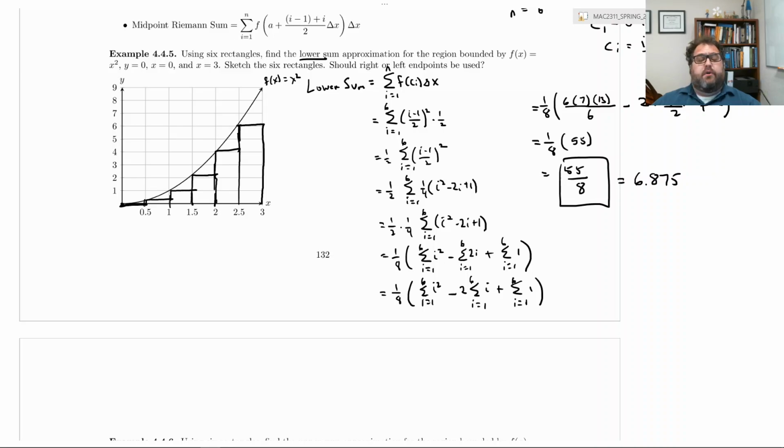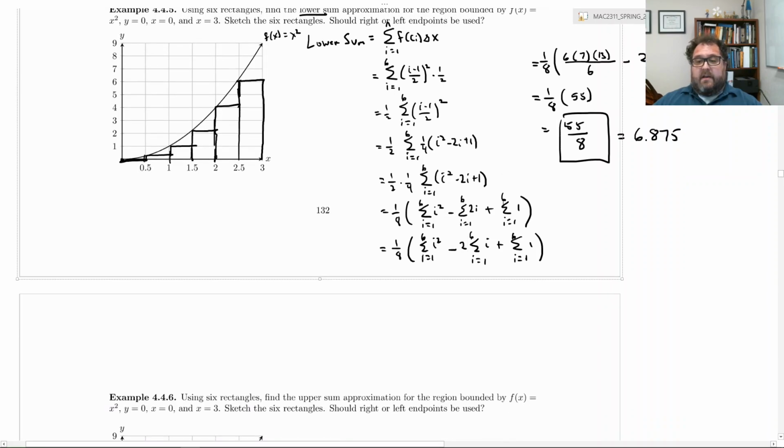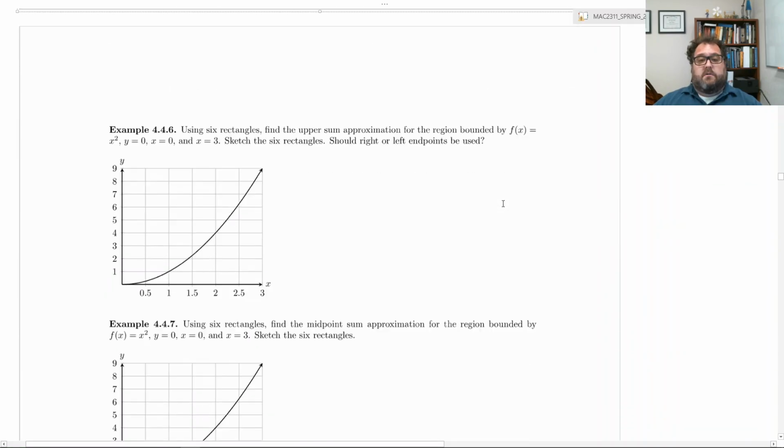All right, welcome back. Let's continue our discussion of using a Riemann sum to estimate the area of the region bounded by a curve, two vertical lines, and the horizontal axis. In the last video we looked at finding the lower sum approximation of the region bounded by x squared, x equals 0, x equals 3, and the horizontal axis, which is y equals 0.